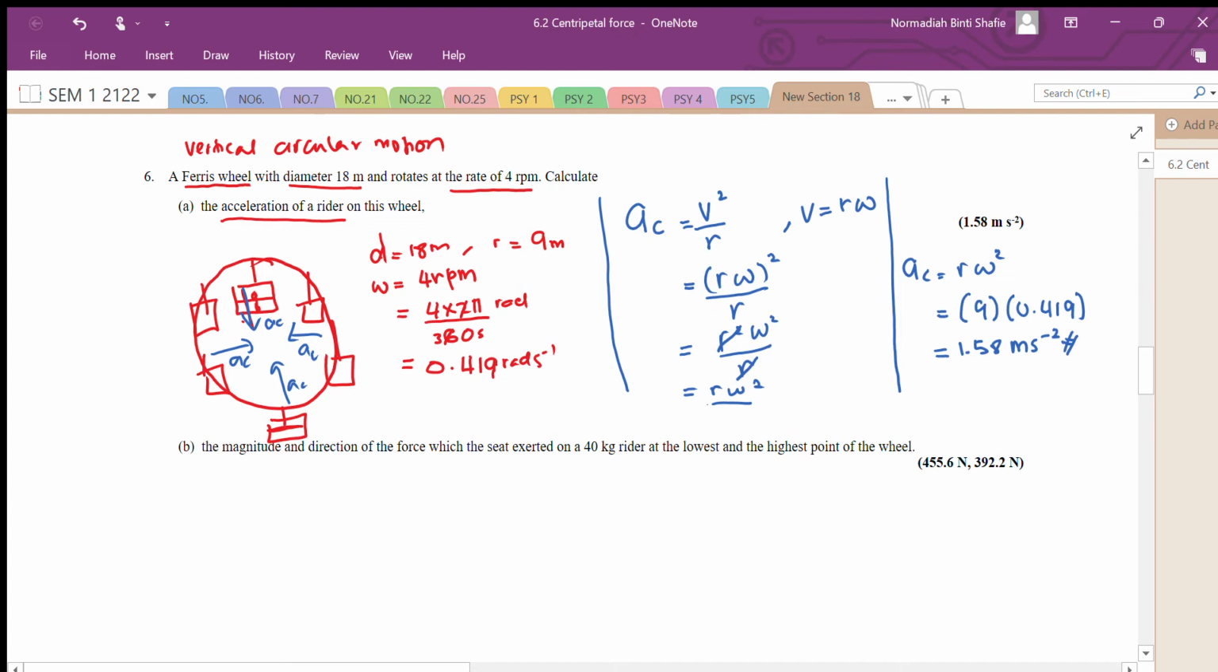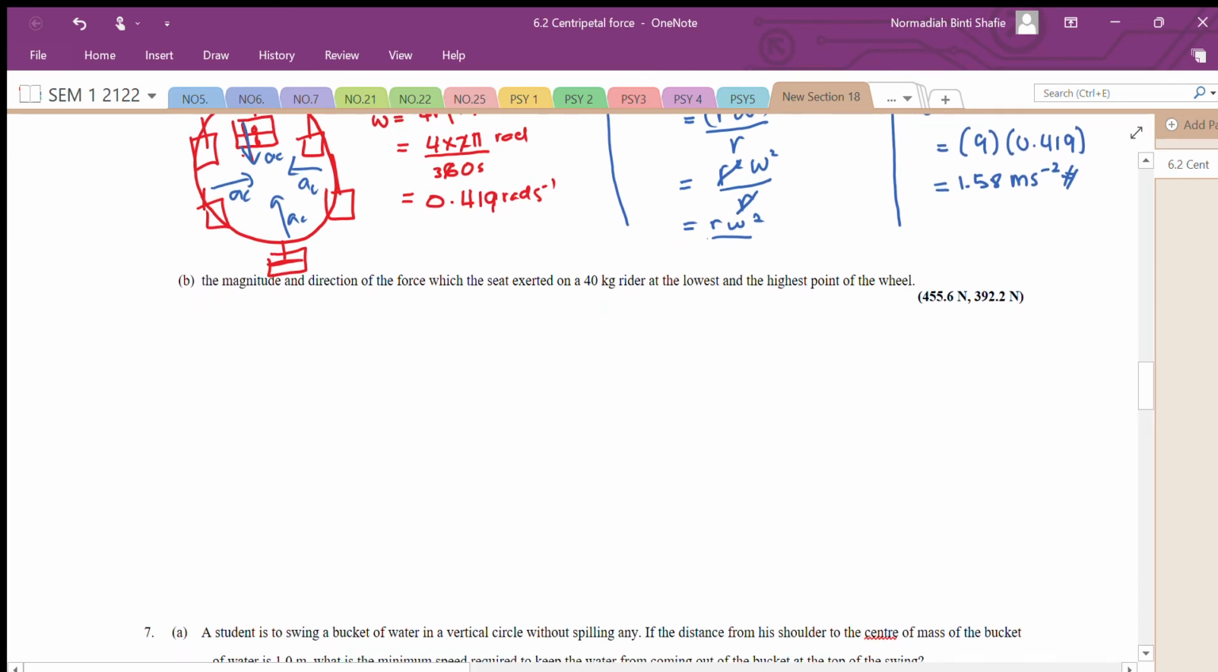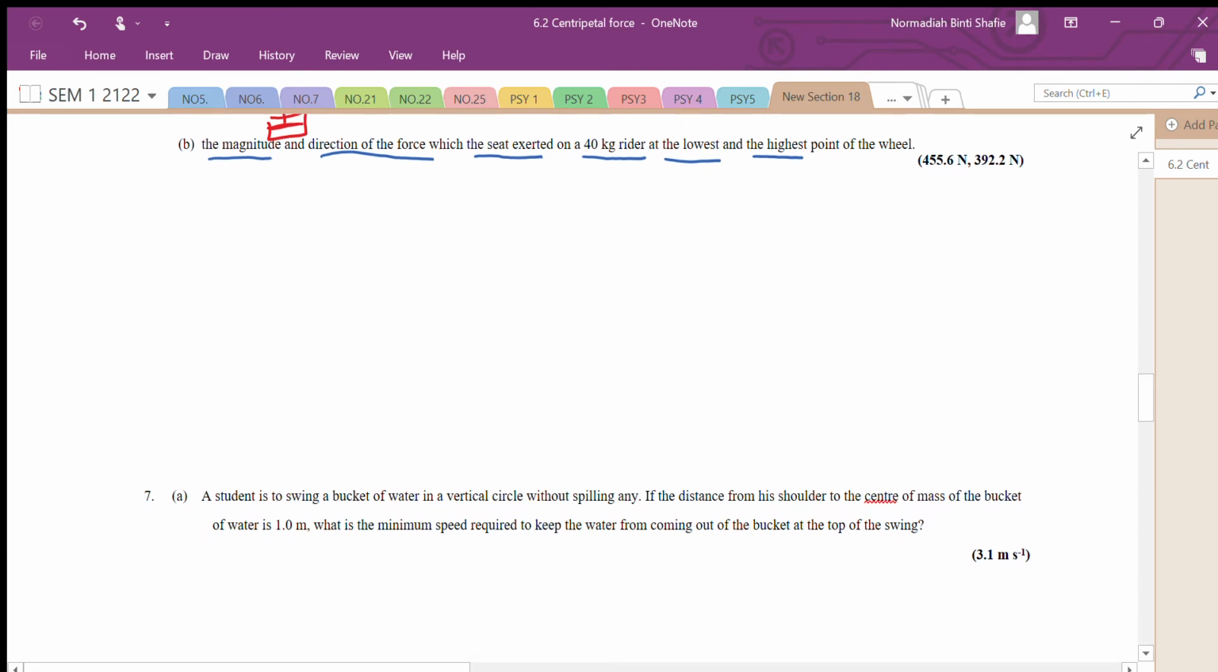Alright, soalan seterusnya dia nak kita cari the force, soalan B, the magnitude and direction of force which the seat exerts on a 40 kg rider at the lowest point and at the highest point of the wheel. Apa yang perlu kita buat di sini? Kita lukis dahulu. I start dengan highest point. Ini kita punya path lah ya. So let's say ini adalah bahagian atas. Kita ada cage kat sini and then ada person, person duduk atas kerusi.